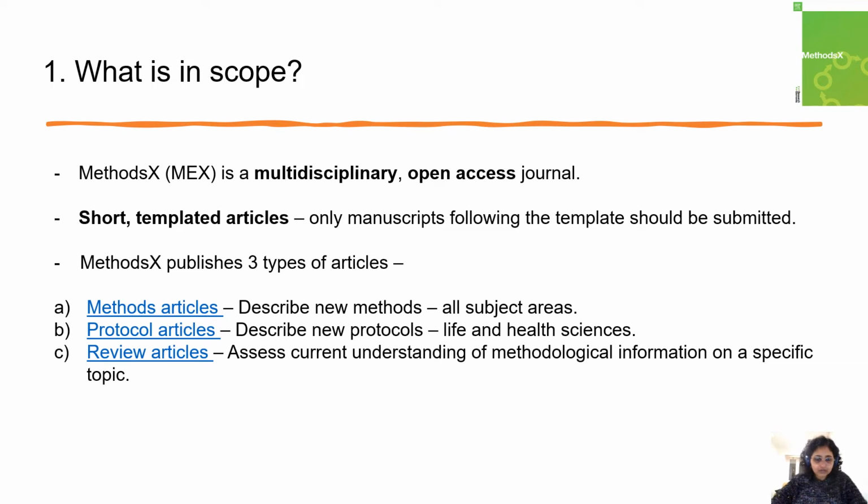So now going through the article types that we have. Firstly, we have methods articles. These must describe new methods or modifications to existing methods, and these can come from any subject areas.